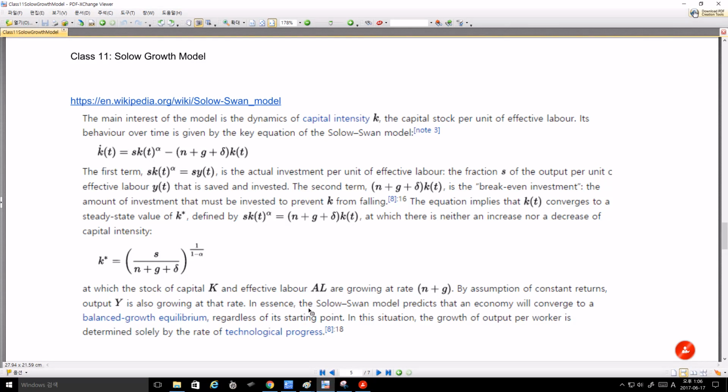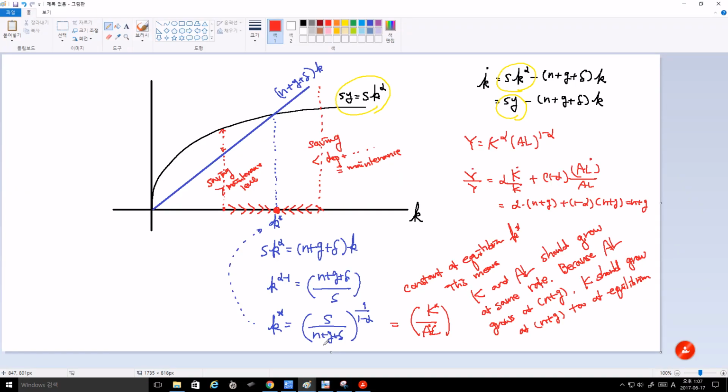In this sense, the Solow-Swan model predicts that an economy will converge to a balanced growth equilibrium. So K, AL, and Y all grow at n plus g, regardless of the starting point. In this situation, growth of output per worker is obtained solely by the rate of technological progress. Now, our interest: GDP per capita.